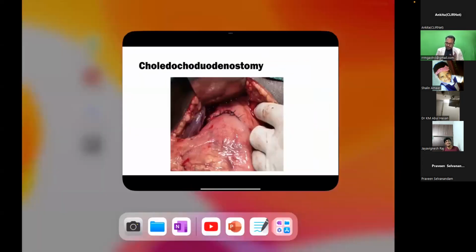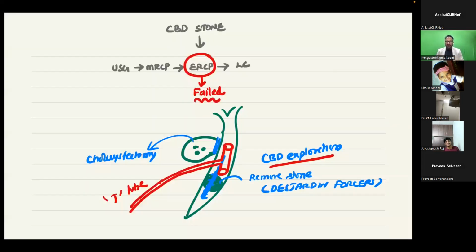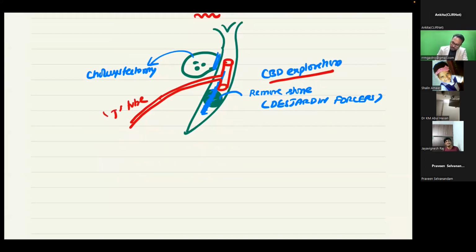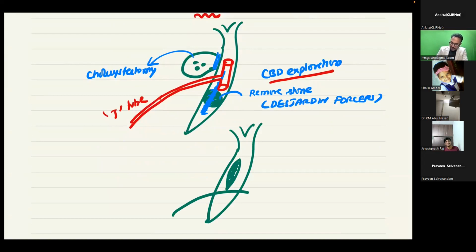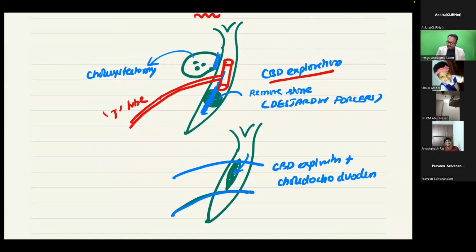Or sometimes some surgeons, so you can ask her, why are you keeping a T tube? Is there any other option? Yes, there is one other option. When I'm opening the bile duct, if the bile duct is very much dilated, I can anastomose it with the nearby bowel, like the duodenum or jejunum. I can directly anastomose. This is known as CBD exploration plus choledochoduodenostomy, meaning the bile duct is anastomosed with the duodenum.